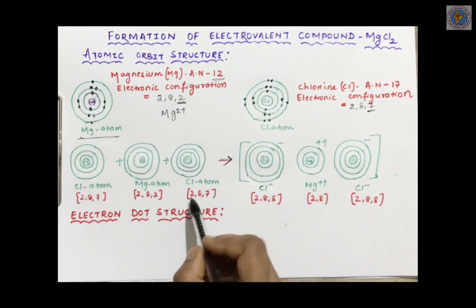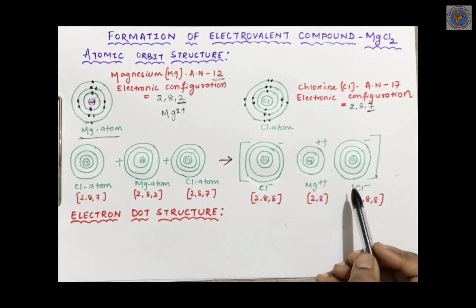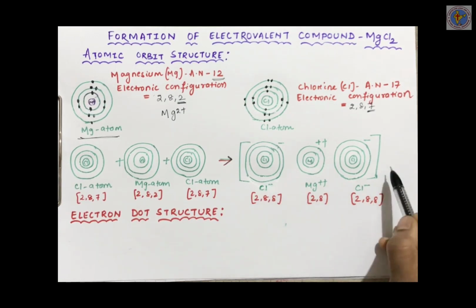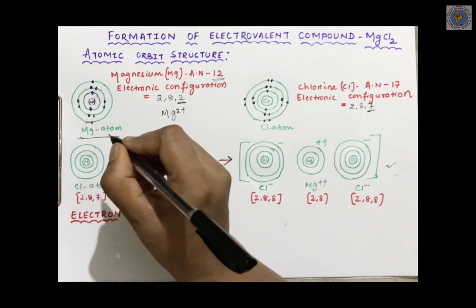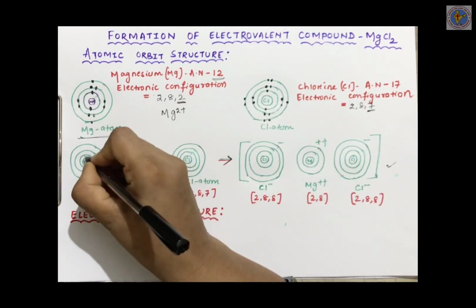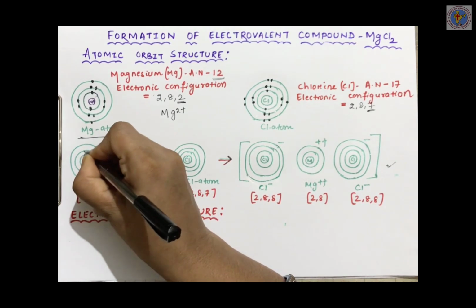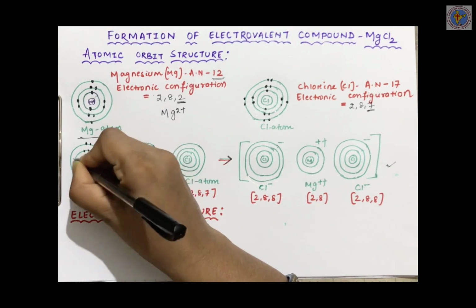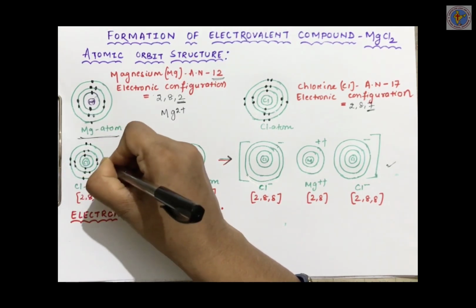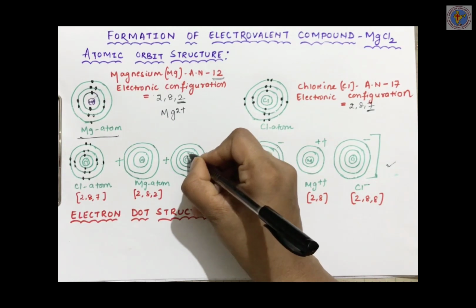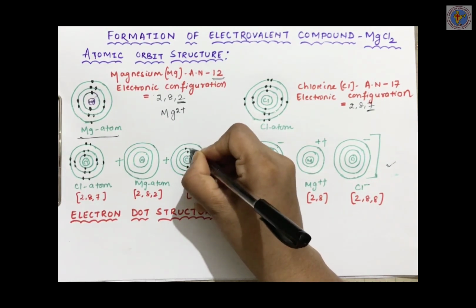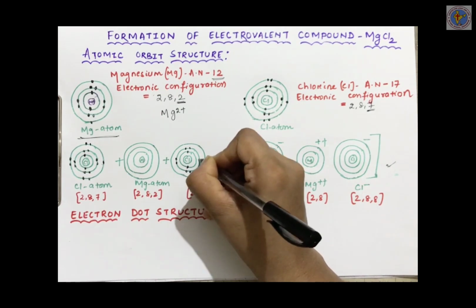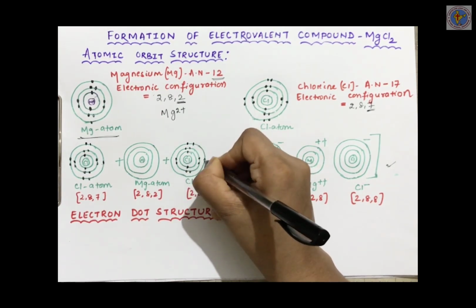This you will see before combination and this you will get after combination. Okay, so on this side we are getting the formation of MgCl2. Okay, so this is your chlorine. Chlorine is 2, 8, 7, that means this is 2, this is 8 and this is 7. 1 2 3 4 5 6 7. Similarly here also 2, 8, 7, this is 2, this is 8, and this is 7.